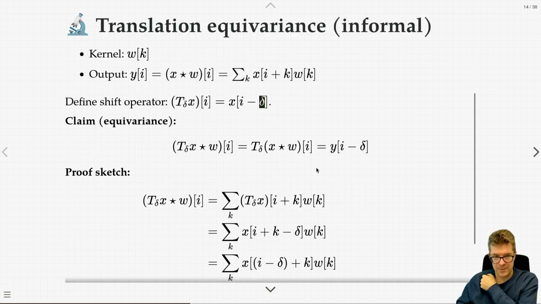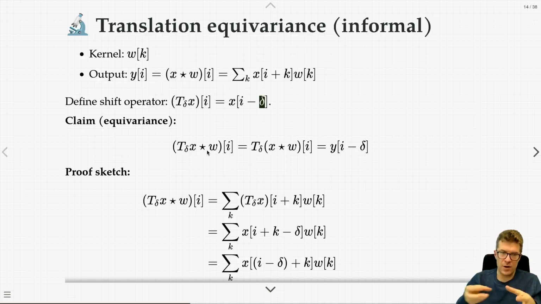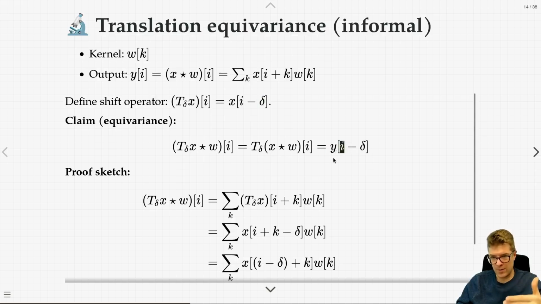So our claim, what we want, is that the so-called convolution of the shifted input x with our good old weight kernel w will be just the same thing we'd expect if we shifted the convolution by that amount delta. In other words, whatever y was going to be, the output of our convolution at point i will also just be shifted by delta. That's kind of what we want. That's equivariance. Small changes to the input will result in basically the same changes to the output.